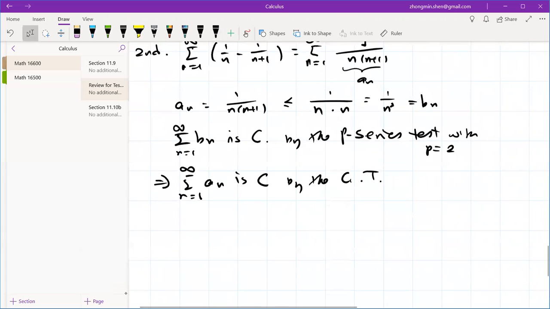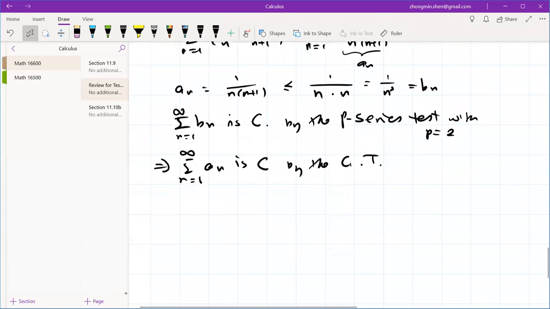Right? I don't see any other tests that can be used here. You cannot use a ratio test. Some students will always use a ratio test to do the problem. With the ratio test, the limit is going to be 1. It doesn't work. The ratio test is only used for an nth term containing n factorial or the exponential function. Don't use that for any series like this type of one.